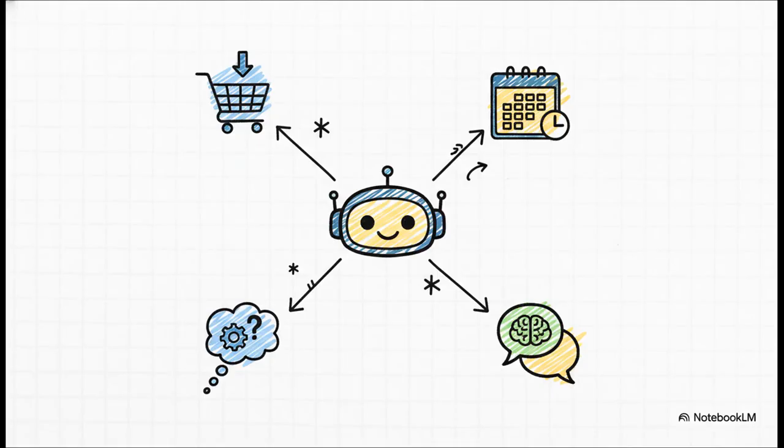And this is what unlocks truly powerful, real-world applications. You can ask an AI, show me my recent orders, and it calls your e-commerce store's API. You can tell it, schedule a meeting for tomorrow at 9 a.m., and it actually interacts with your calendar. This is what transforms a simple chatbot into a genuine action-taking assistant.